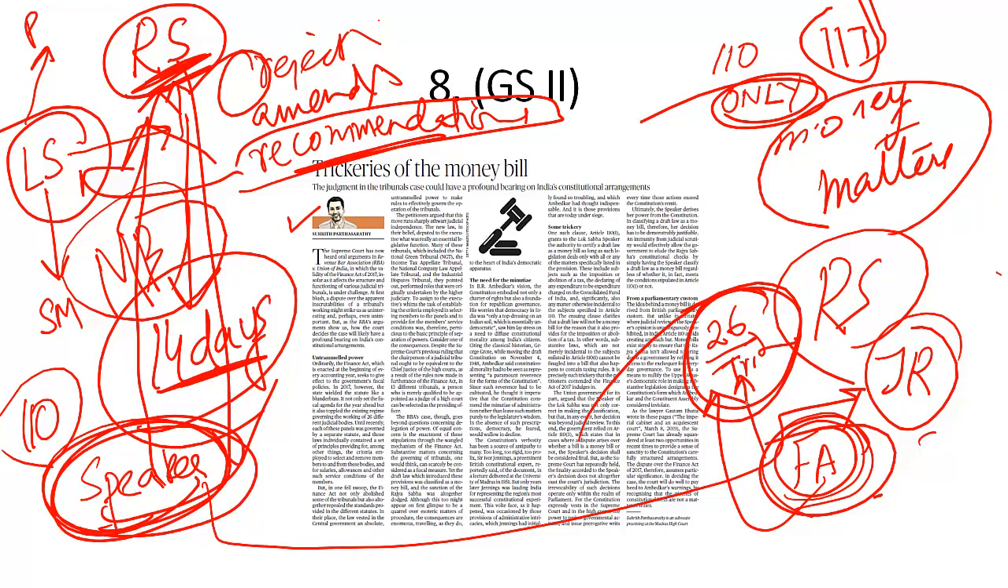For that there is a case pending in the Supreme Court, Revenue Bar Association versus Union of India, and this column argues that the judgment given by the Supreme Court in this tribunals matter will have a profound bearing on India's constitutional arrangements. That is what you need to understand from this newspaper article.